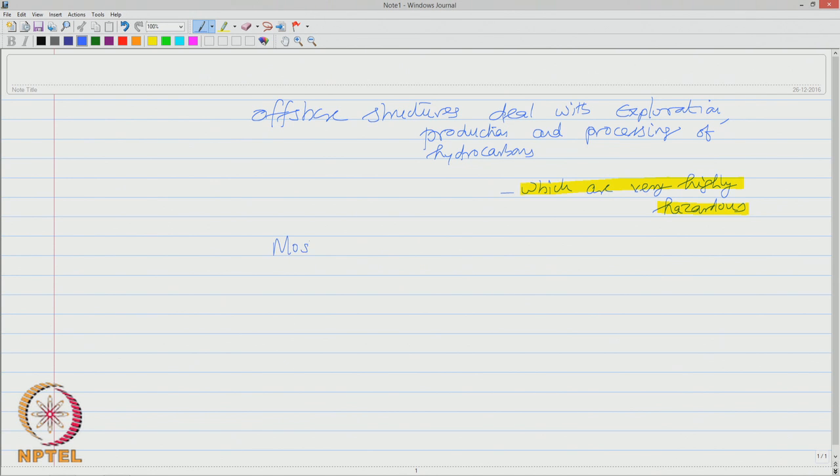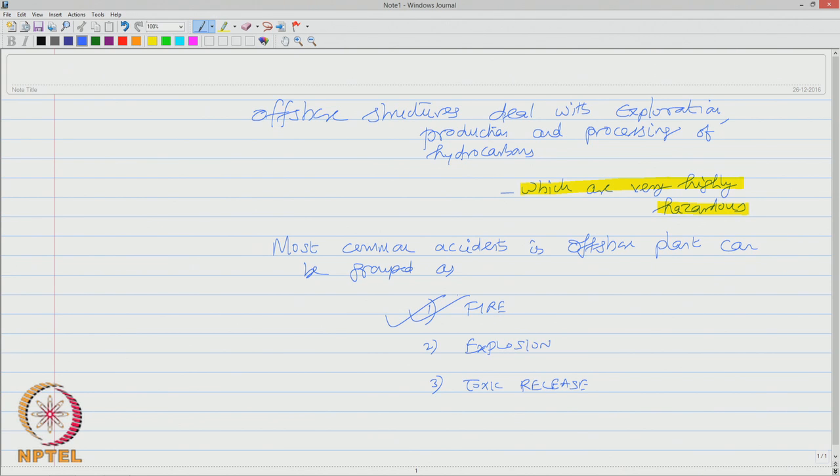and most common accidents in offshore plant can be grouped as 1 due to fire, 2 due to explosion and 3 due to toxic release. So, friends, it is very important to realize and understand at this point that fire is one of the major group of accidents in offshore plants.